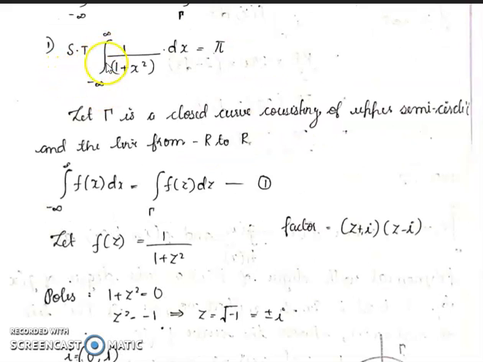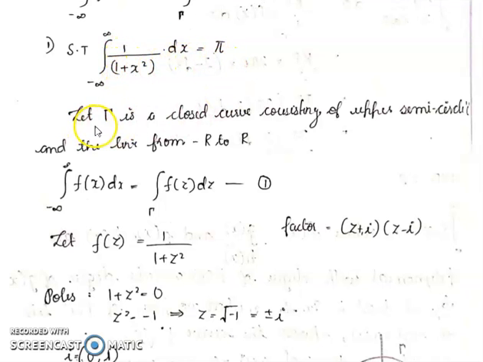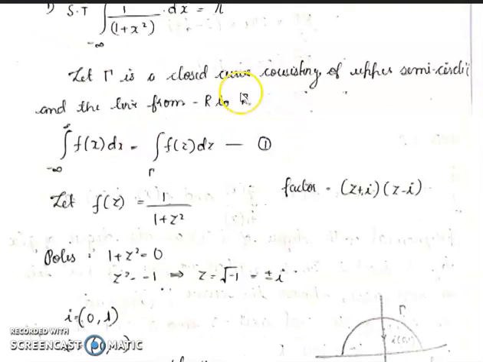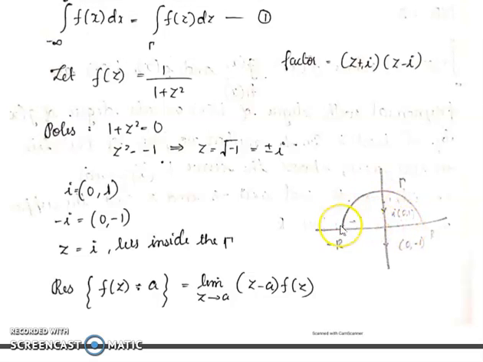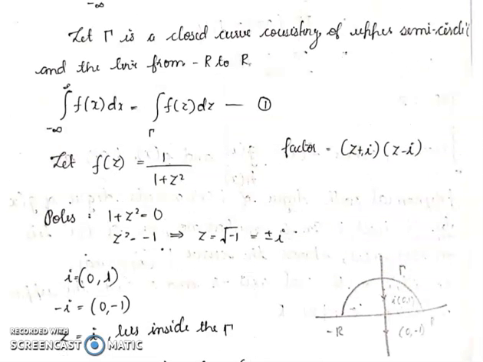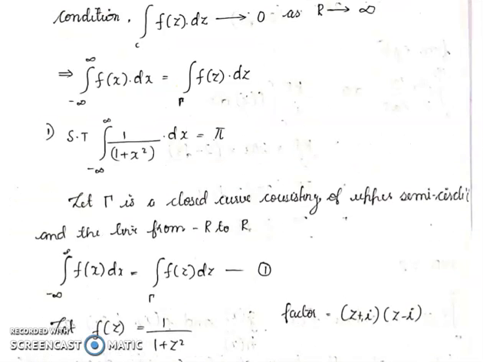Show that the integral from minus infinity to infinity of 1 by 1 plus x square dx is pi. So we know this is of the form f of x by g of x, so we should understand this is type 2. Let gamma be a closed curve consisting of the upper semicircle and the line from minus r to r. In this method, the integral from minus infinity to infinity of f of x dx is the integral over gamma of f of z dz, as we just learned.